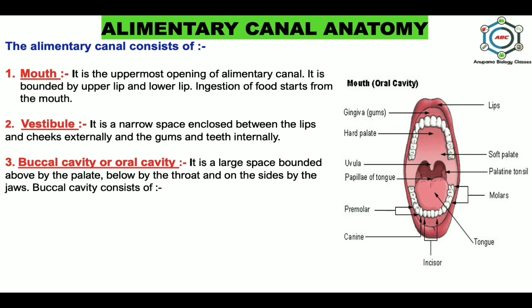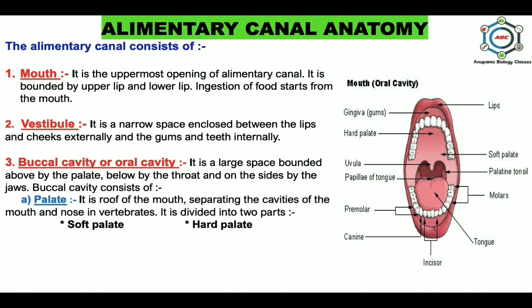Throat supports the tongue and jaws bear teeth. The buccal cavity consists of different structures like palate, tongue, and teeth. So, the first one is palate. Palate is the roof of the mouth which separates the cavities of the mouth and nose in vertebrates, and it is divided into two parts, soft palate and hard palate.